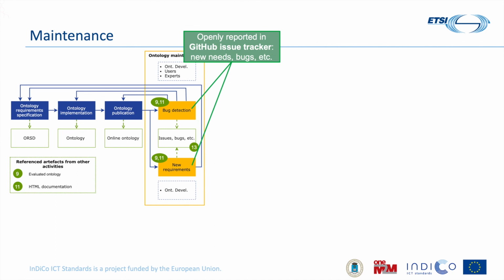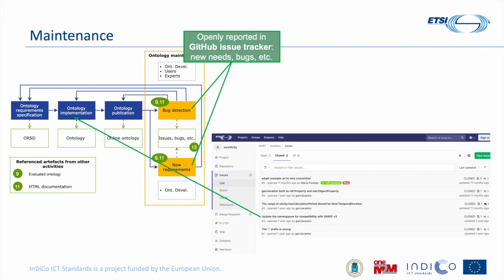Finally, for the maintenance activity, we recommend using Git services that integrate issue trackers so that we can identify new needs or bugs and improvements. And it will have an impact on some of the previous activities.